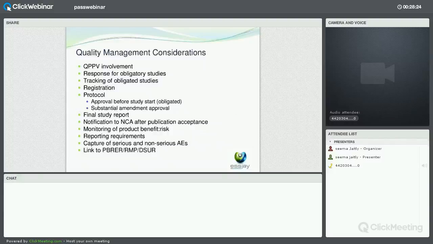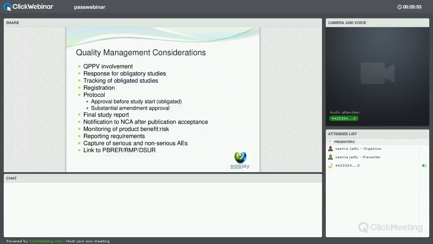And you need to ensure that you have a process that covers substantial amendment, definition and approval for your protocol as well. Your final study report needs to be sent to PRAC within 12 months after the end of study, and that needs to be detailed as well. And you need to be able to track that and make sure you don't miss your deadlines on that. And you need to notify the National Competent Authority after your publication has been accepted.